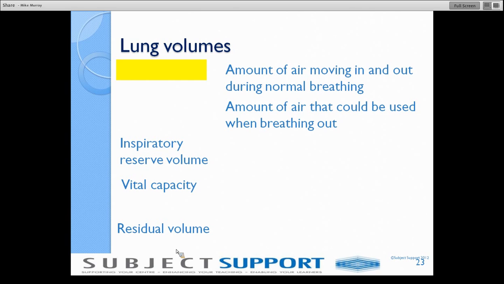Lung volumes, the amount of air moving in and out. Normal breathing is your tidal volume. The amount of air that could be used when breathing out is your expiratory reserve.